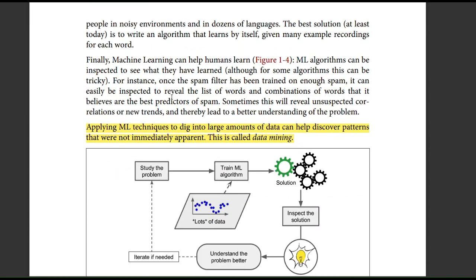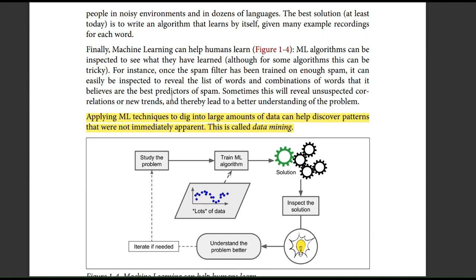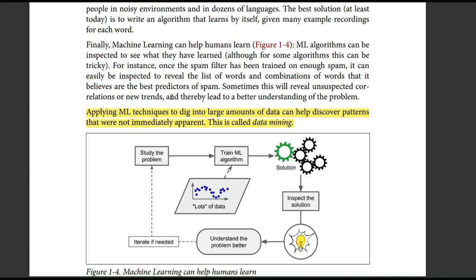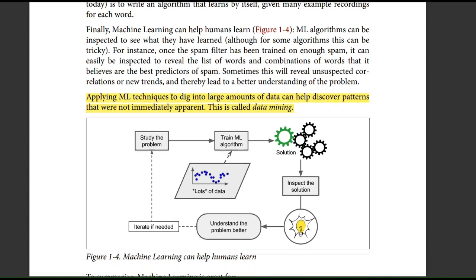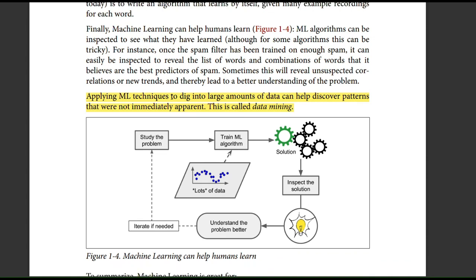Finally, machine learning can help humans learn, and algorithms can be inspected to see what they have learned, although for some algorithms this can be tricky. For instance, once the spam filter has been trained on enough spam, it can easily be inspected to reveal the list of words and combinations of words that it believes are the best predictors for spam. Sometimes this will reveal unsuspected correlations or new trends and thereby lead to a better understanding of the problem.